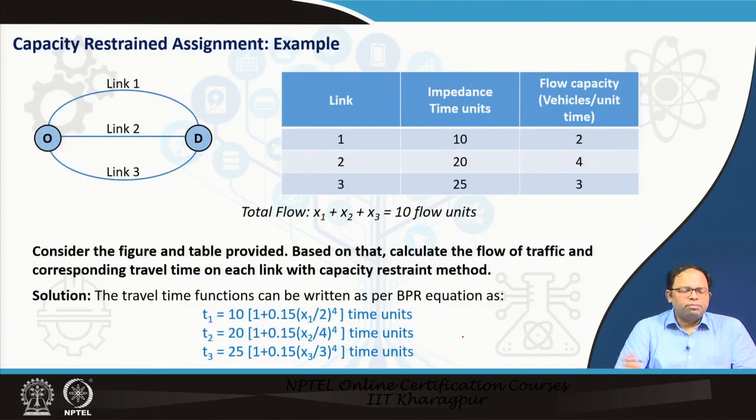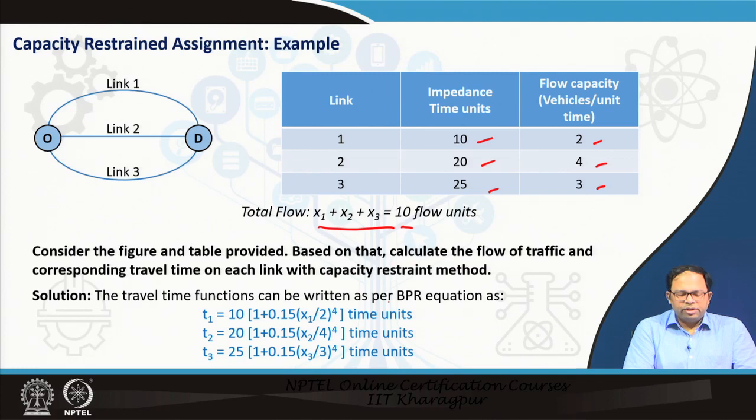So let's see an example. We have 3 links between O and D, link 1, link 2, link 3. We have the impedance of these 3 links as 10, 20 and 25, and flow capacity is also given as 2, 4 and 3 vehicles per unit time. Now the total flow, as you can understand, is 10 units. That means 10 vehicles go from O to D, and we divide it between these 3 links. So consider the figure and the table provided.